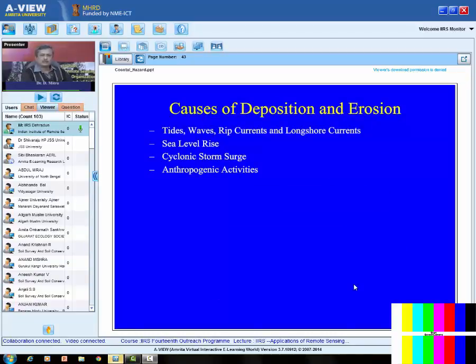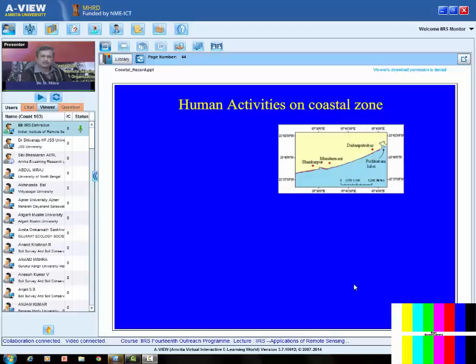Basically, the causes of deposition and erosion in the coastal area, as you know, are mainly tides, waves, rip currents, longshore currents, sea level rise, cyclonic storms, and various kinds of anthropogenic activity. They are mainly responsible for the erosion and depositional activities.